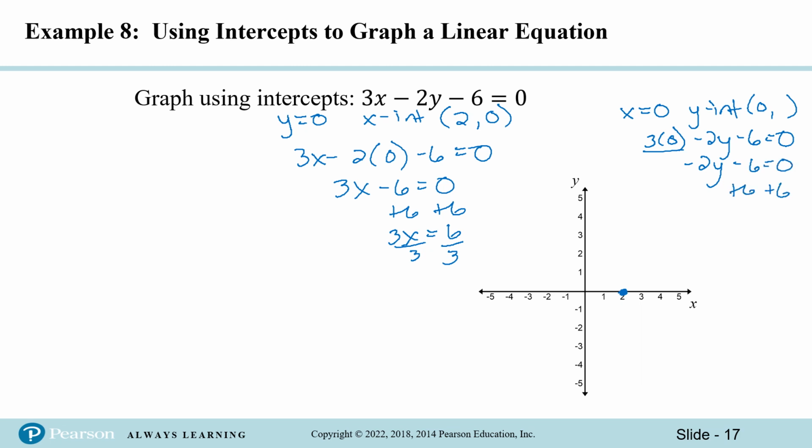Add 6. Divide by negative 2. And we get negative 3. So 0, negative 3 is going to be the y-intercept. And I really struggle on this tablet to draw a straight line that's pretty steep like this. I think I did a pretty decent job.